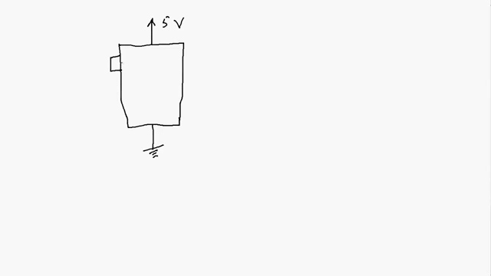But we can protect against that by connecting 2 diodes. One diode like this to ground, and one diode like this to the power supply, the VCC or VDD or whatever you want to call it. And then this is going to go to the circuitry.